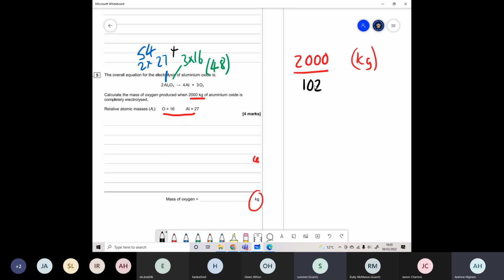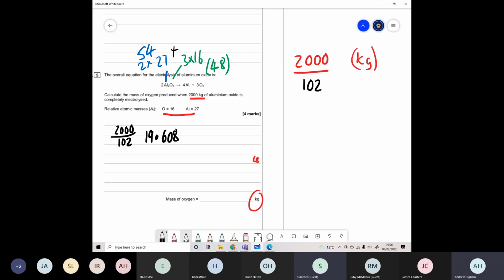Okay, so 2,000 divided by 102 should give you the number of moles. It's not really the number of moles because we're using kilograms, so we need to times it by 1,000 to get the number of moles. But I'm just going to keep it as this, 19.608.